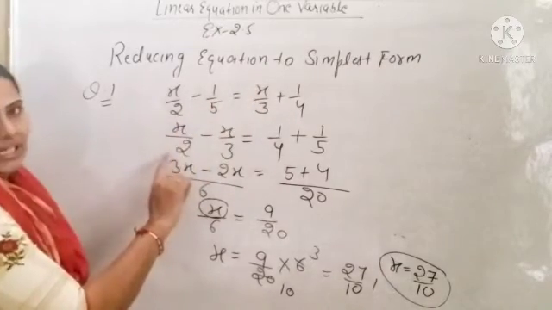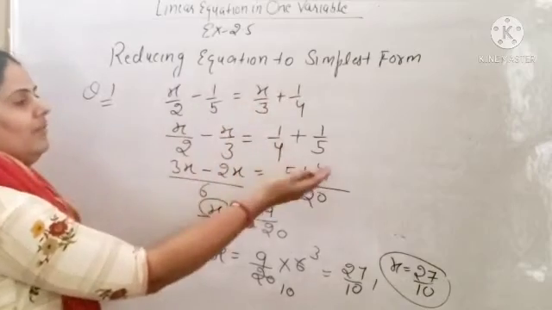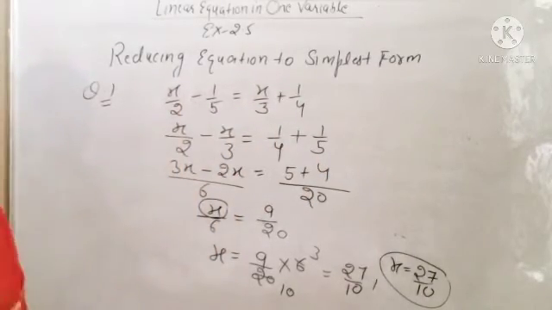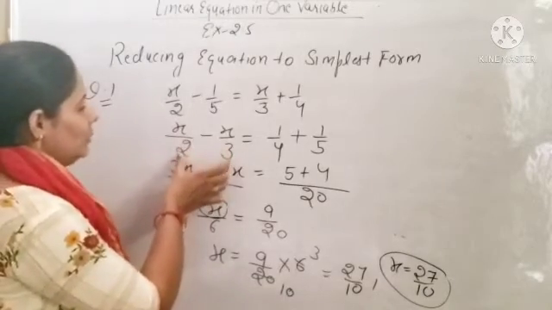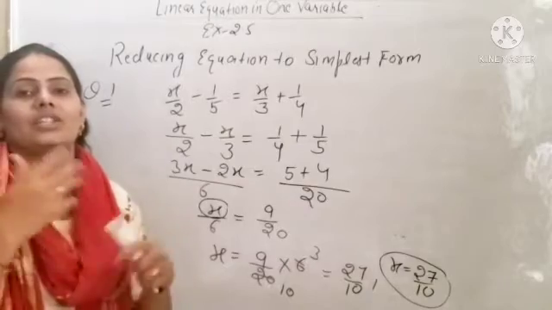x by 3 you will take to the left hand side, so it will be minus x by 3 is equal to 1 by 4, 1 by 5, and you will take it to the right hand side, so it will be added, because on the left hand side it is given in subtraction. Clear? Now 2 upon 3 is given as numerator upon denominator, when fractions are given in subtraction and addition.